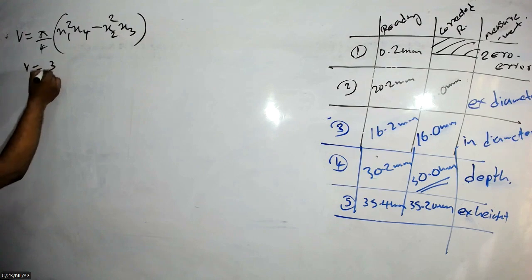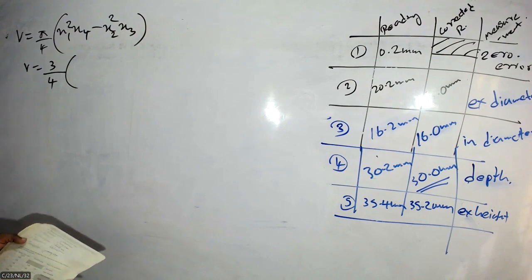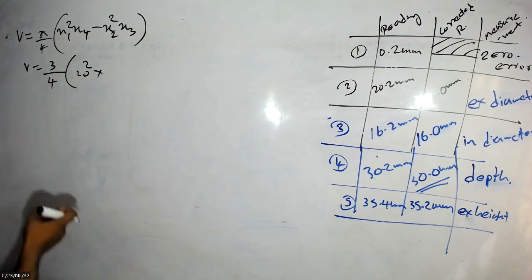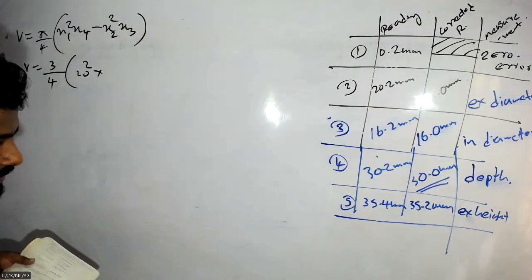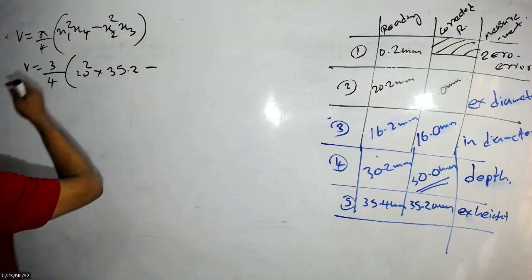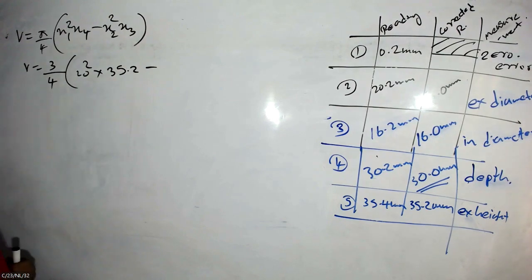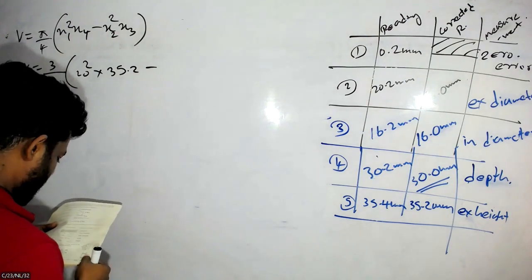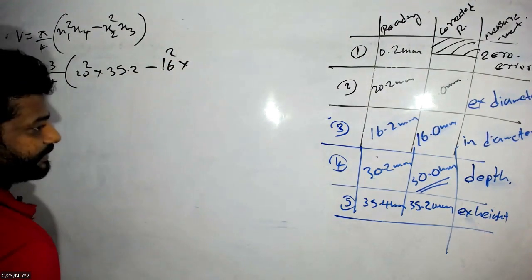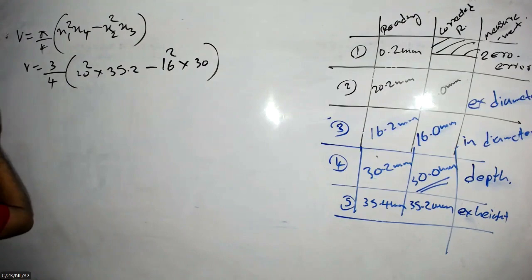You can take pi as 3. They have given x1, the external diameter, as 20, squared. x4 is the external height, 35.2. You can substitute the values in millimeters, then you can find the volume in cubic millimeters. x2 is the internal diameter, 16 squared. x3 is the internal depth, 30. Then you can find the values.